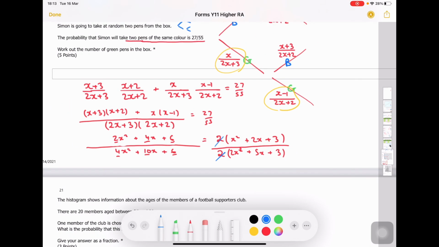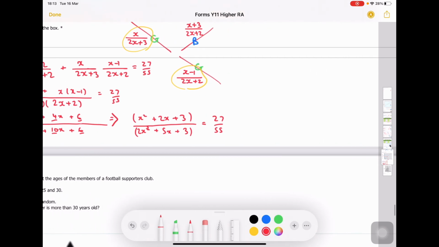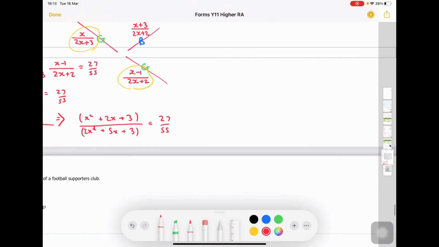So let me just rub these out. Okay, that's not... Okay, let's just say here equals 27 over 55. I'm trying to spot a shortcut, but I don't think we have one. Let's just cross multiply, and using a calculator this shouldn't be too much effort.